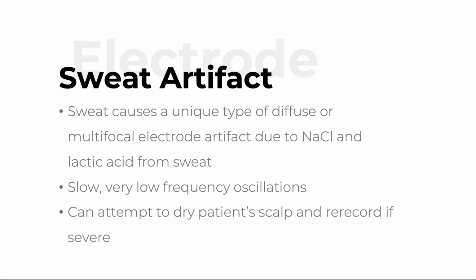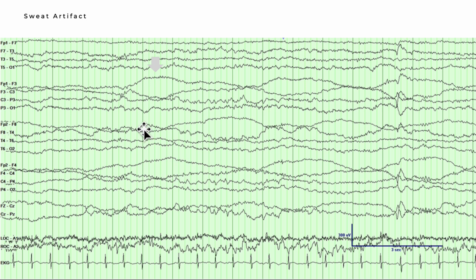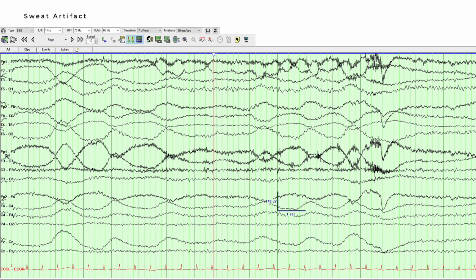Sweat artifact is another common cause of electrode artifact, and the sweat can cause these very low frequency, high amplitude oscillations, and the technologist may need to go ahead and dry the actual scalp and re-record if it's severe. So it can look a lot like this, which is sort of these massive, very slow delta waveforms that are pretty high amplitude, and this is very commonly seen in patients that are fevering, a lot of sweating, or just this sort of patient, and it can be quite difficult to interpret a recording with this artifact. So sometimes you have to re-record in this setting.